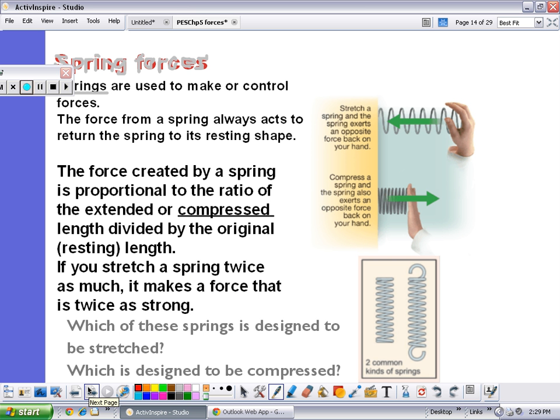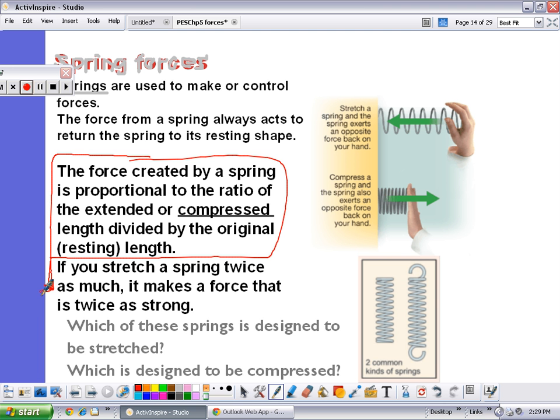So going over the specifics, springs. Springs are used to make or control forces. The force from a spring always acts to return the spring to its resting shape. The force created by a spring is proportional to the ratio of the extended or compressed length divided by the original resting length, basically. If you stretch a spring twice as much, it makes a force that is twice as strong.